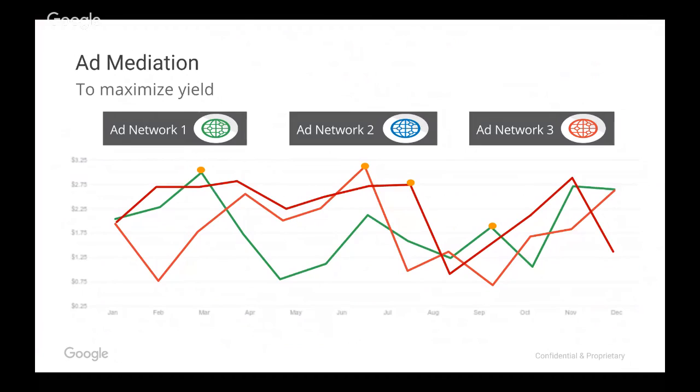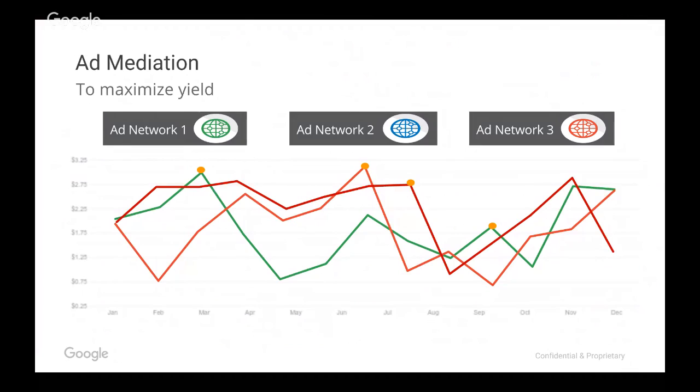Throughout the year, each of the networks would have, according to the campaigns that the buyers secure with them, fluctuating CPMs. For example, network number 1, in this case highlighted in green, would have very high CPMs in March. However, in the middle of the year, the CPM came down, and network 3, highlighted in red over here, actually has a higher CPM. And it seems like network number 2, in blue right here, is actually not really performing.